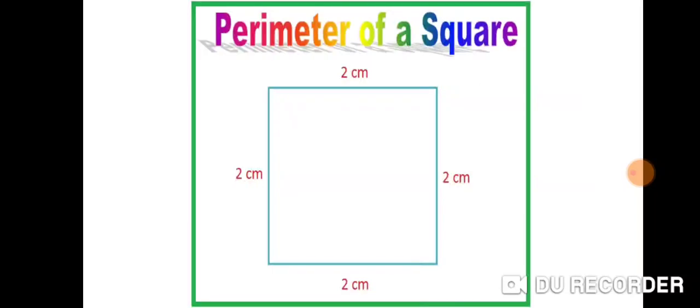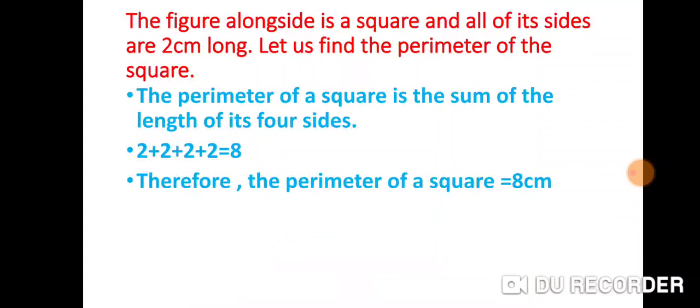Now we move ahead, students, to the perimeter of a square. Now all of you are aware that the square has four equal sides. That means the measurement of all the four sides of the square is always equal. As you see in the figure, the length as well as the breadth of the sides of the square are both the same: 2 centimeters, 2 centimeters, 2 centimeters and again 2 centimeters. The figure alongside is a square and all of its sides are 2 centimeters long.